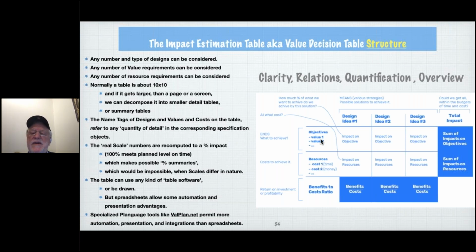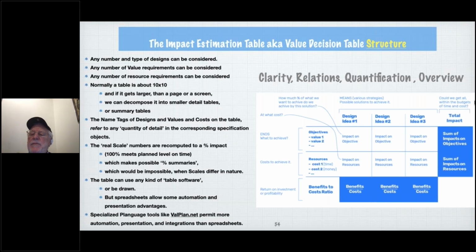And in practice, in any one table, I wouldn't have more than about 10 objectives before I started decomposing the table to subtables, just to keep an overview there. Okay, now on this axis, we have each design idea, whether it be a big architectural idea or a little design idea, doesn't matter, but we identify it. And this would use the tag of the design, and then the tag would lead us to all the detail about the design. Same thing here, we often just have tags of these things, and the tag leads us to all the detail.